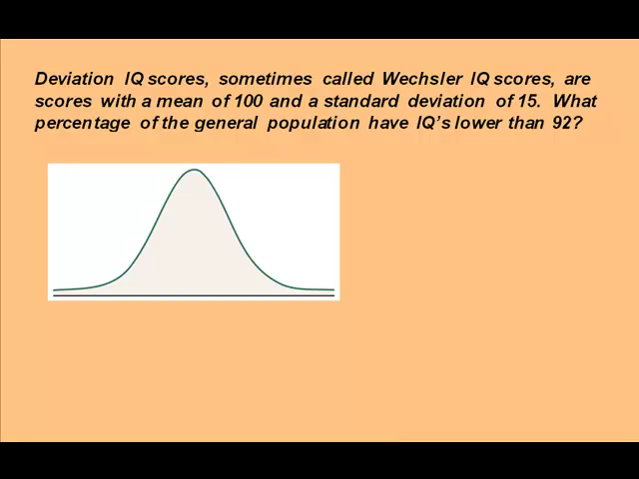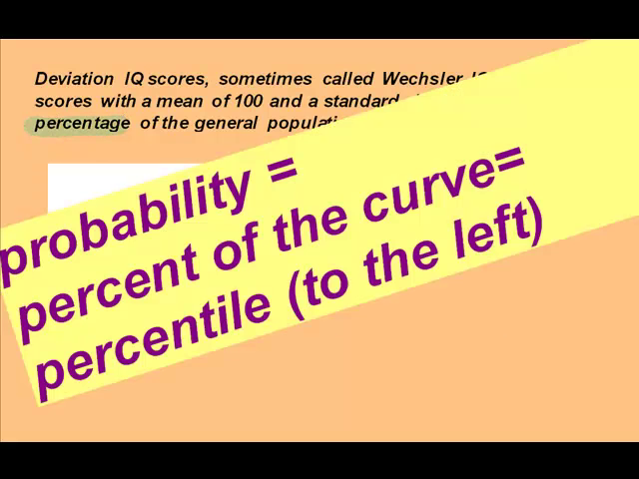So let's consider some real-life problems. Deviation IQ scores, sometimes called Wechsler IQ scores, are scores with a mean of 100 and a standard deviation of 15. What percentage of the general population have IQs lower than 92? I see the word percentage, and I remember, oh, that's right, probability, percentage of the curve, percentile. Those all mean the same thing.